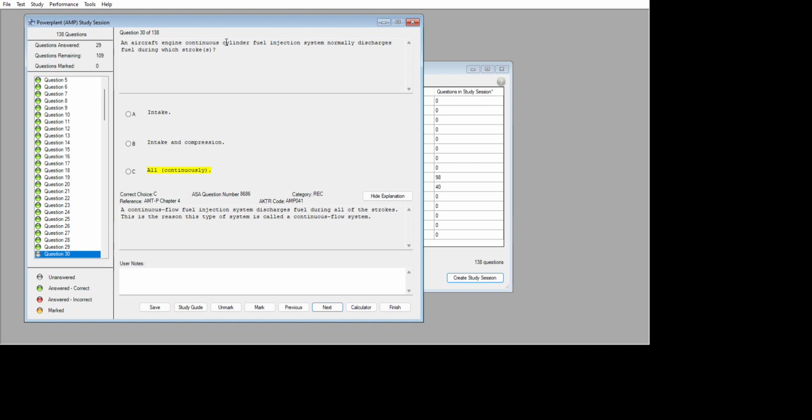An aircraft engine continuous-flow cylinder fuel injection system normally discharges fuel during which stroke? Continuously, all. To determine the float level in a float type carburetor, a measurement is usually made from the top of the fuel in the float chamber to the parting surface of the carburetor.